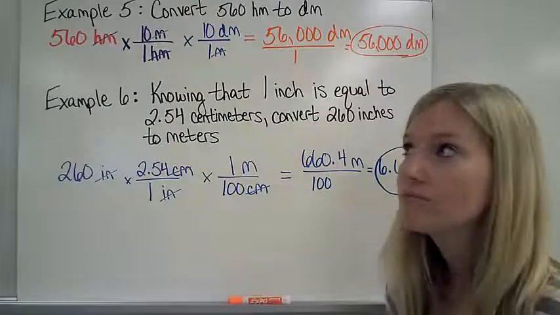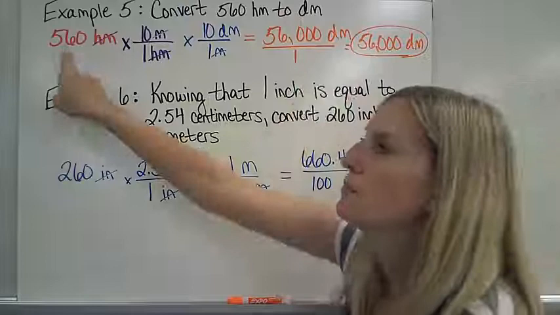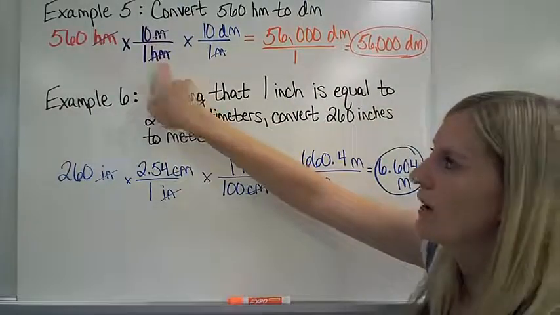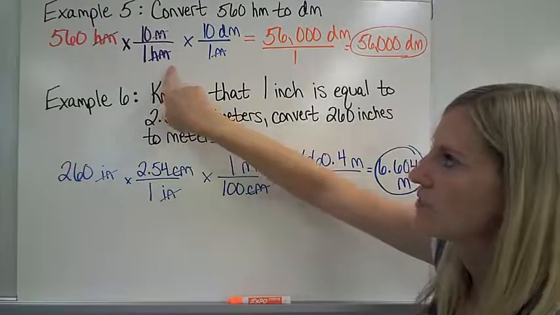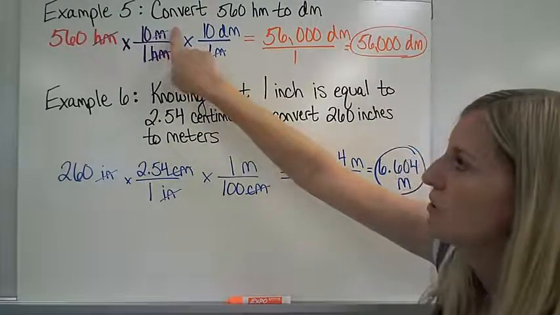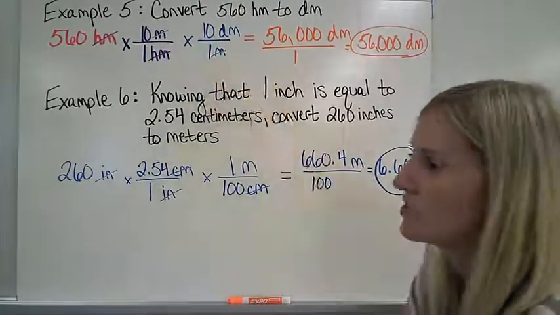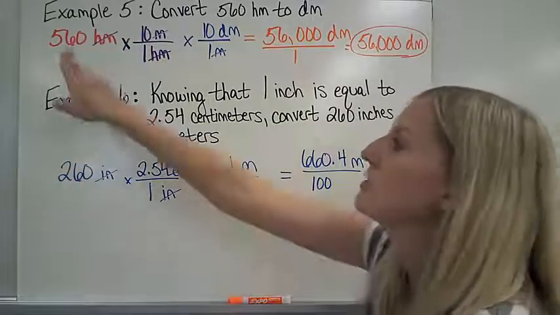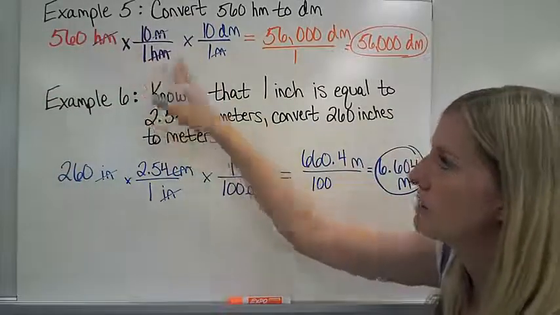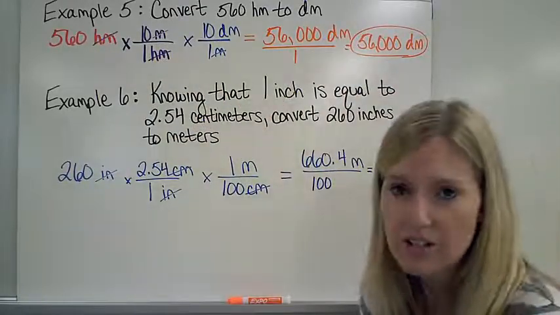So how did you do? Convert 560 hectometers to decimeters. Rewrite the original measurement. Multiply by a conversion factor. So I have hectometers on the bottom, so they cancel, and I'm going to meters first. Then I'm going to write meters on the bottom of my second conversion factor, decimeters on the top. So 560 times 10 times 10 divided by 1 is 56,000 decimeters.